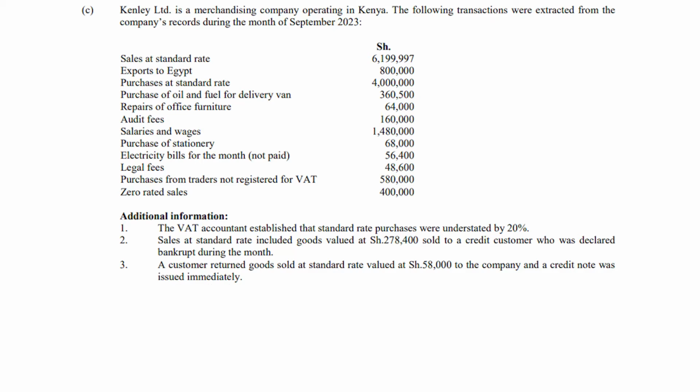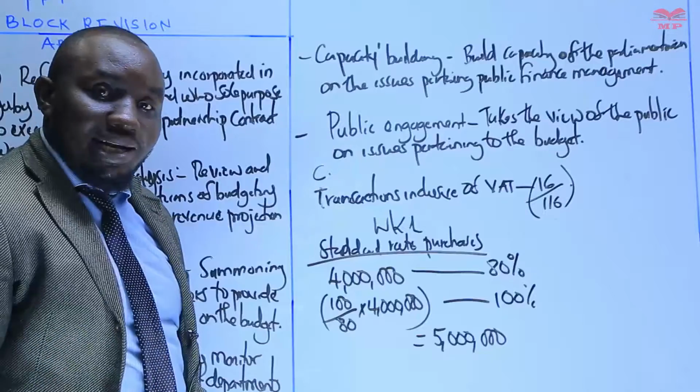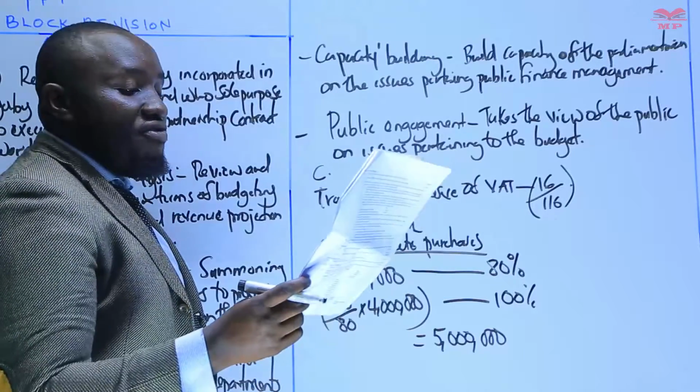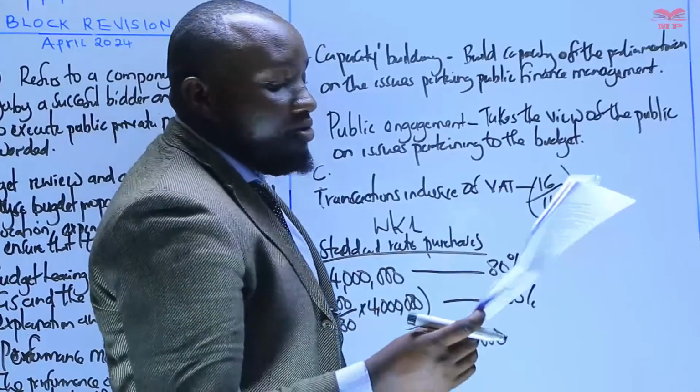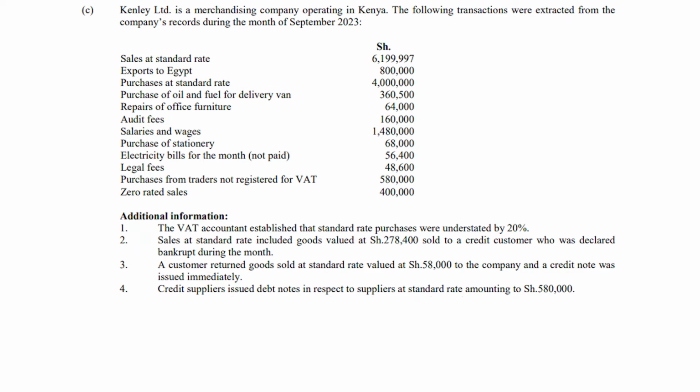Then you're being told that 3 customers returned goods sold at standard rate of shillings 58, and the credit note was issued. Credit note issued is a reduction to the output. For this case, you can also put it on the input side, but if you put it on the input side, that would be a positive value. We're being told that suppliers issued debit notes in respect to purchases at a standard rate amounting to 580. That is a debit note received, which is on the input side.